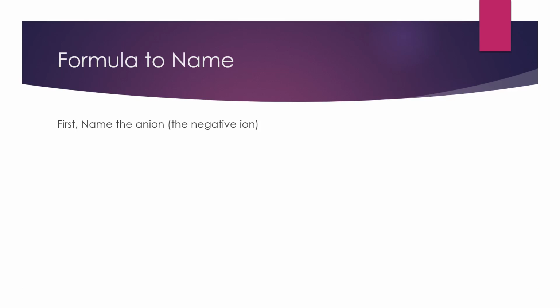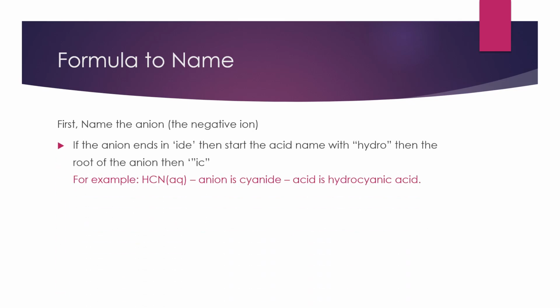If you're going from a formula to a name, the first thing you need to do is to name the anion, or of course the negative ion. If the anion ends in "ide", then start the acid name with hydro, then the root of the anion, then "ic". For example, HCN, the anion is cyanide, so the acid name is hydrocyanic acid.